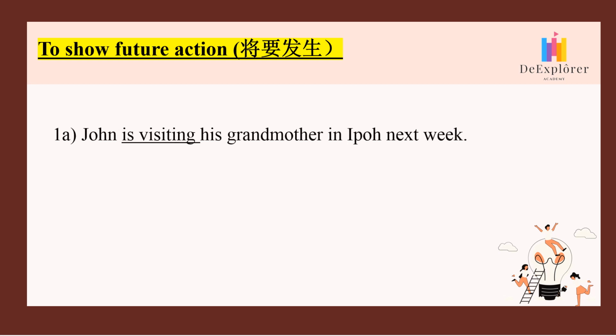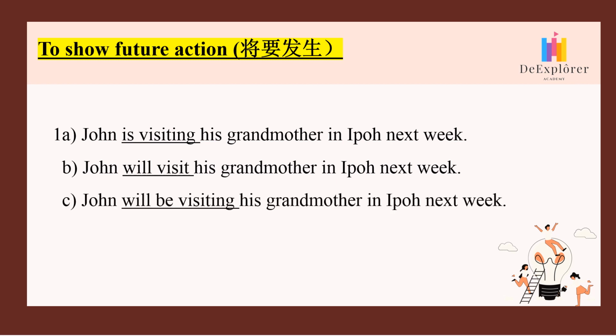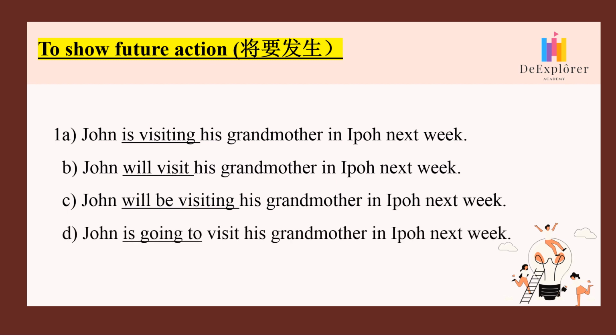Like for example, 1A, John is visiting his grandmother in Ipoh next week. So because of the next week, you are going to use future tense. Second one, you can also use will visit his grandmother. Or you want to use John will be visiting his grandmother next week. Or the last one, John is going to visit his grandmother in Ipoh next week. Okay, so these are the examples. So remember, as I said, the most common one we will use is the B or the D.